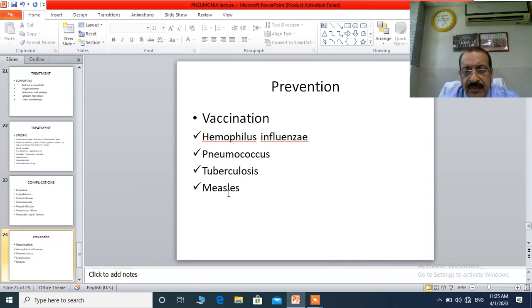Remember one thing, that Haemophilus influenzae and pneumococcus, tuberculosis, measles, they do affect the lungs, but at the same time they can affect the other systems as well. Like, they can cause meningitis, they can cause meningoencephalitis, they can cause infection of the bones and joints. So if we give a vaccine to the children against these organisms, they are protected against a wide variety of illnesses.